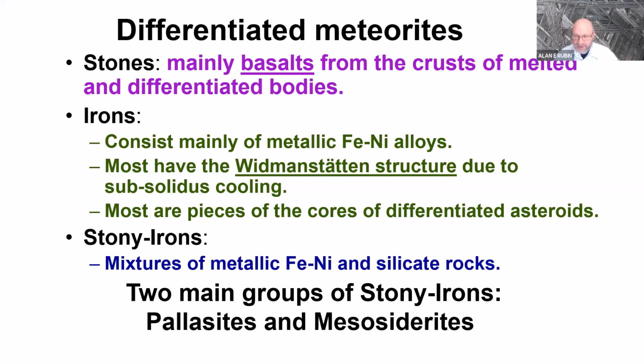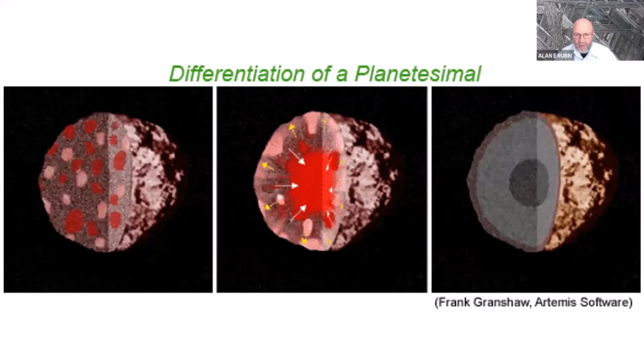Finally, and to the main topic of today, we have the stony irons. These are mixtures of metallic iron, nickel, and silicate rocks. There are two main groups of stony irons, which we will discuss today, the pallasites and the mesosiderites. When we differentiate a planetesimal or an asteroid like this, we may get pods of liquid, as we see here on the left. As the asteroid continues to melt, the metallic liquid will sink to the gravitational center of the body to form a core. The silicate liquid will crystallize into the crust and mantle.